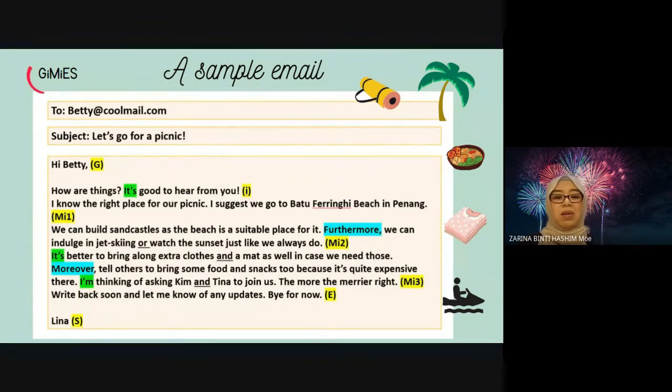Next line. Again, it's okay. Short form ni cikgu guna sebab dia email. It's better to bring along extra clothes and a mat. This one we are going to answer question number 3. What should we bring there? So here I wrote as we can bring extra clothes and a mat. Tikar kan. Extra clothes and a mat. As well in case we need those.